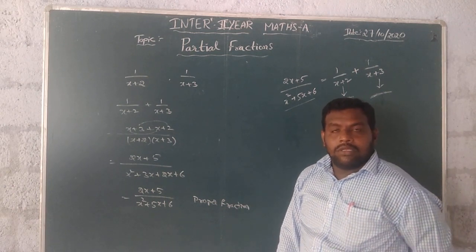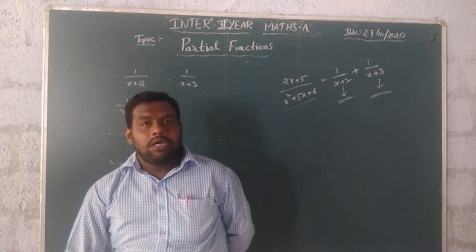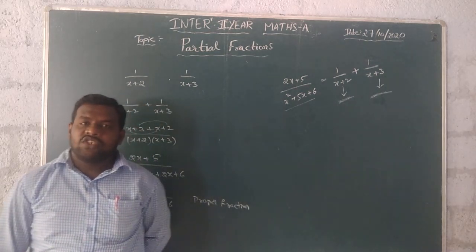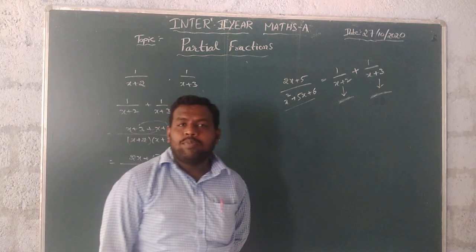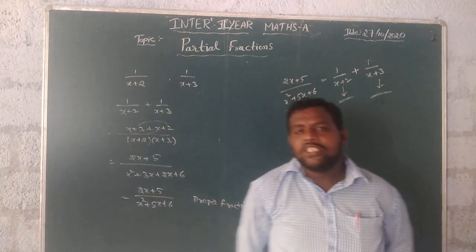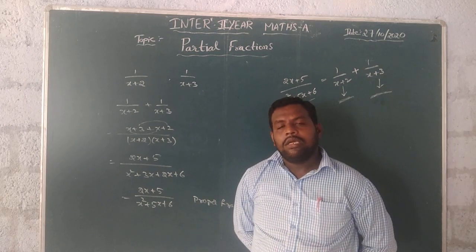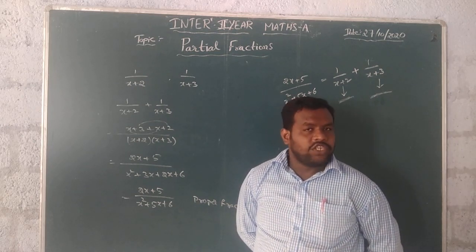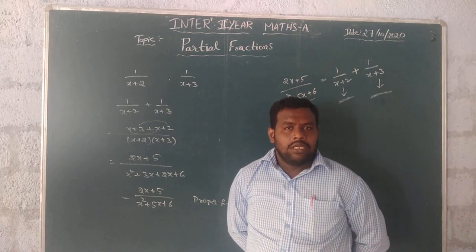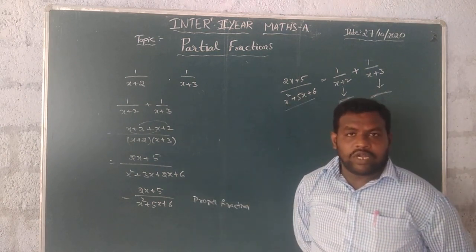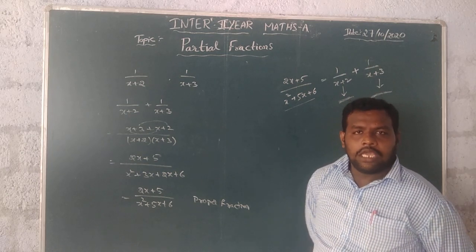Okay, so first one, rational fraction. Rational fraction means f(x), g(x) both are polynomials. The f(x) by g(x) form is called a rational fraction, or normally rational function. So how many types of rational fractions are there? Two types. First one is proper, second one improper.